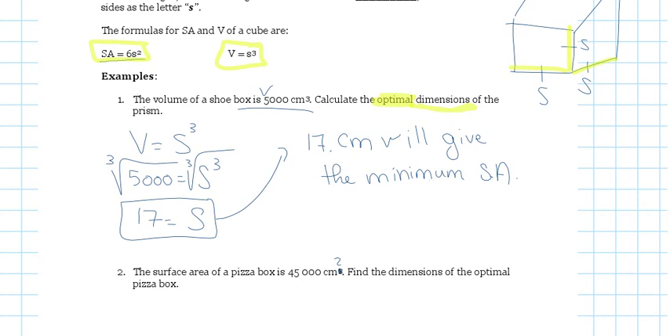Now, sometimes the questions don't make sense, right? Because do you want a pizza box to be a cube? Does it really make sense that a pizza box is a cube? No, right? But the question is asking you to optimize, so you're going to optimize, okay? Even if it doesn't make sense. All right? So try this question and then we'll take it up.